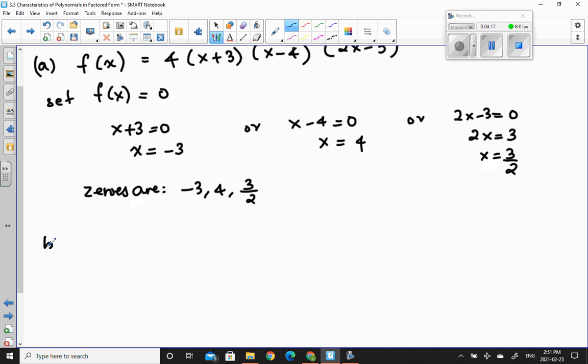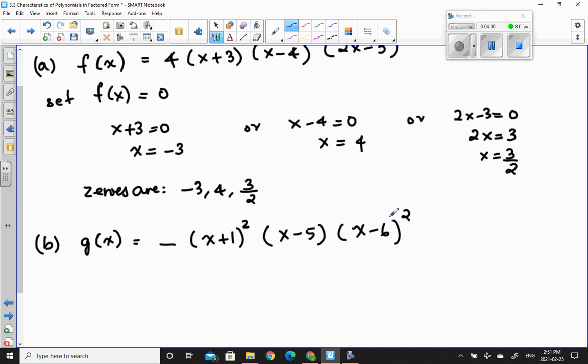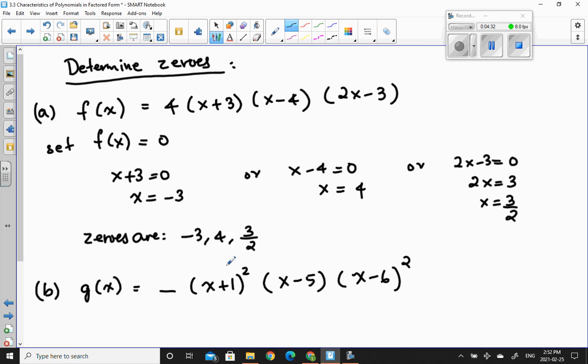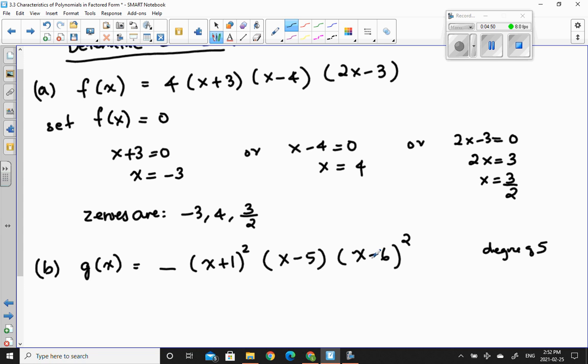Let's take another example. Let's say you have a function g of x, which is equal to -(x plus 1) squared times (x minus 5) times (x minus 6) squared. What do you think the degree of this function is? So this is x squared, so that's 2, plus the 1, 3, plus another 2 here, because when you square this, you'll get x squared. So 2 plus 1 is 3, plus 2, 5. This actually has a degree of 5, okay? When you expand it, you'll find that the degree of this function will work out to 5.